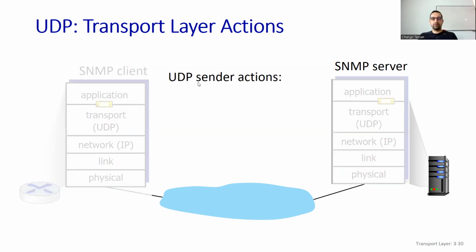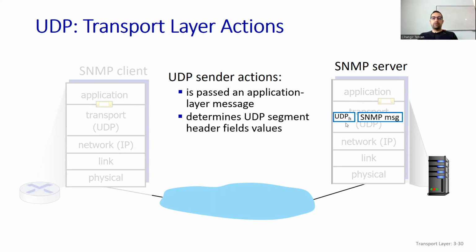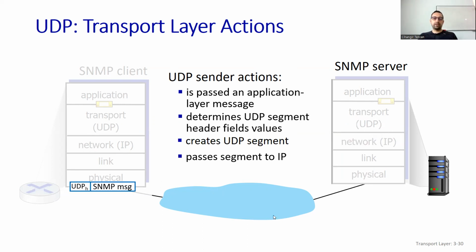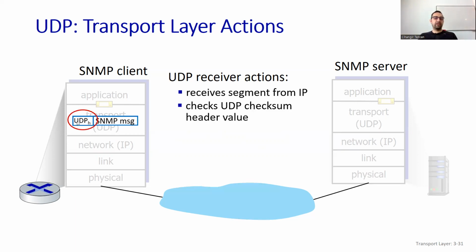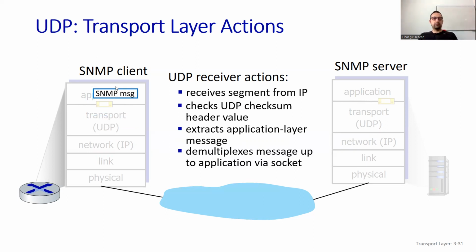Okay, so let's look at an example for the transport layer actions. Here we have an SNMP server and client. UDP sender actions are as follows. It is passed an application layer message by the transport layer. Now you have a UDP header. This creates a UDP segment. You pass it to IP, which transfers it over the links between these hosts. The client receives it. The actions are as follows. It moves it from IP to the transport layer. There's a checksum in the header, which is used for detecting errors. It extracts the application layer message. If there are no errors, it then demultiplexes it via the socket. So this is how UDP works.